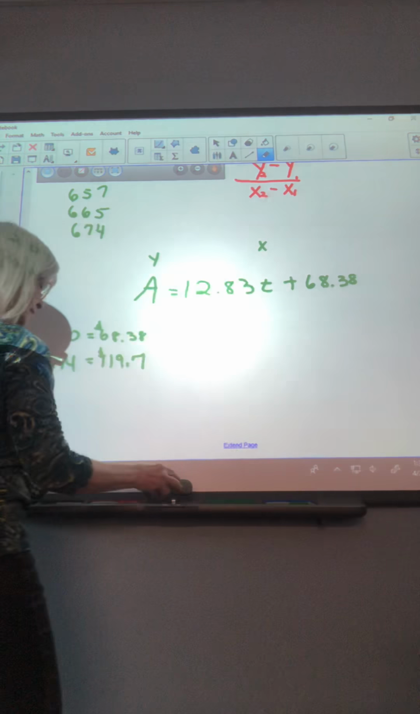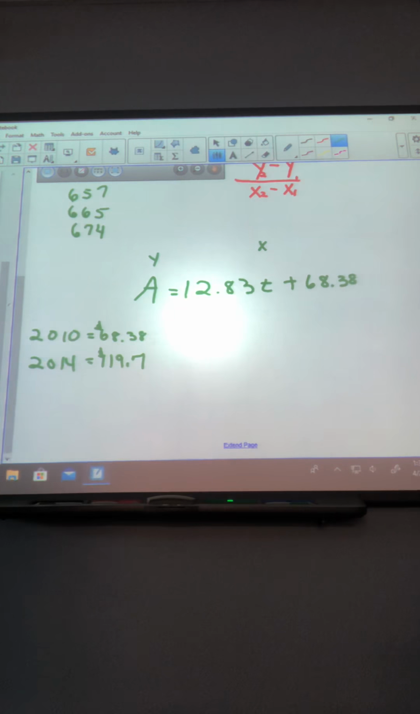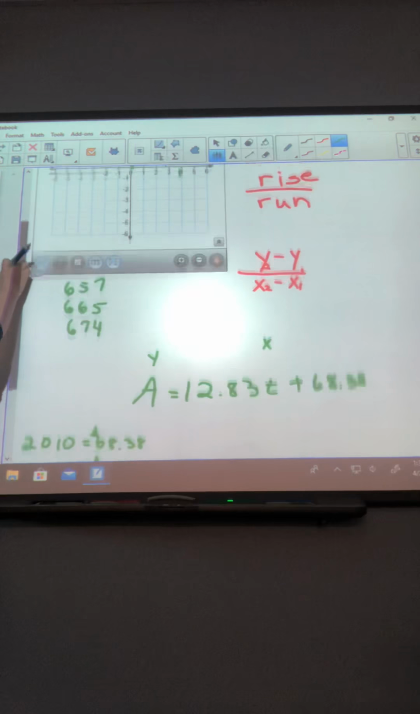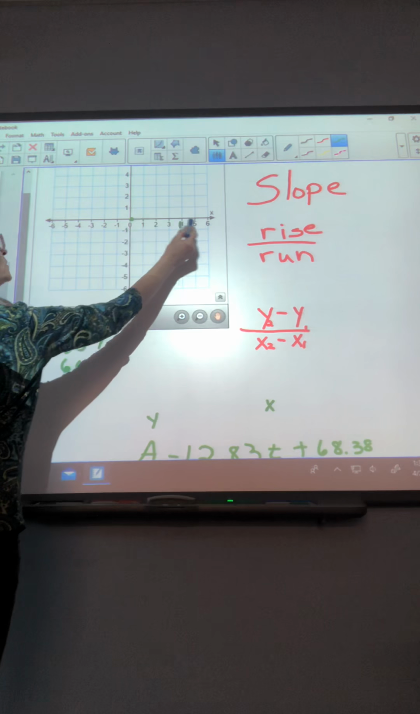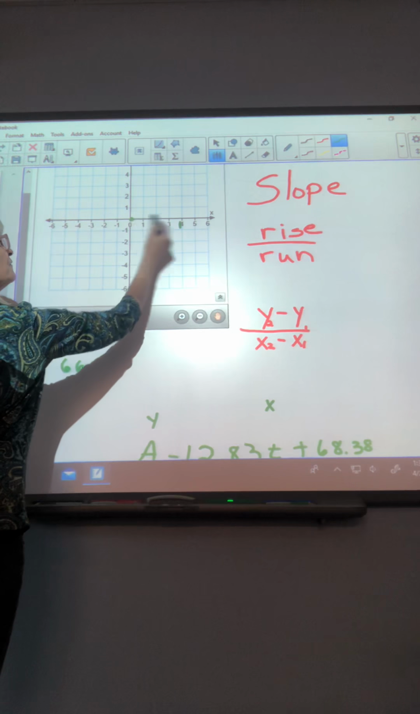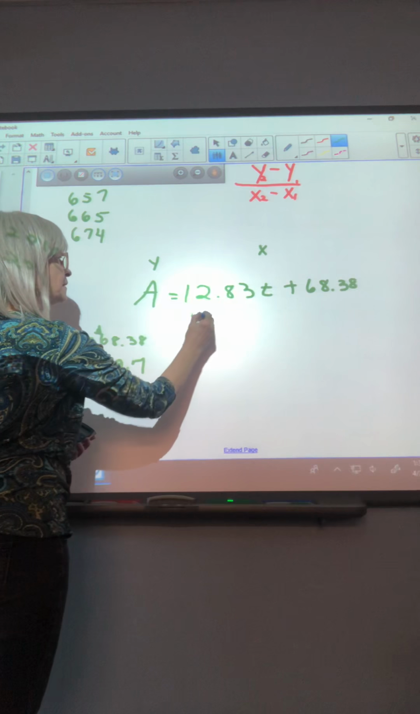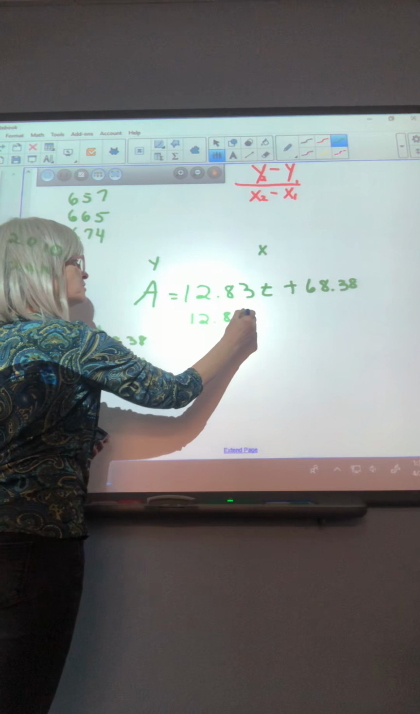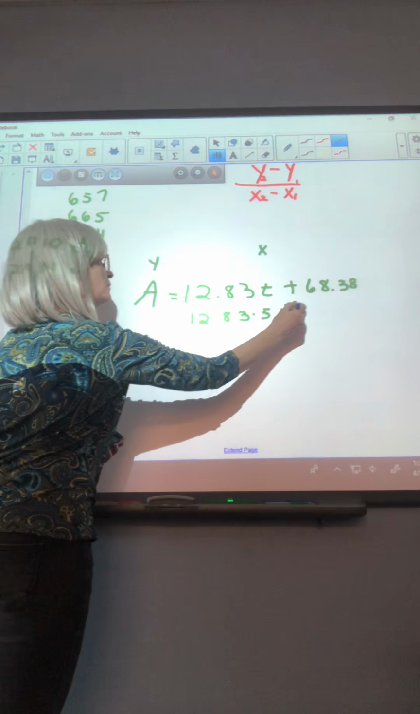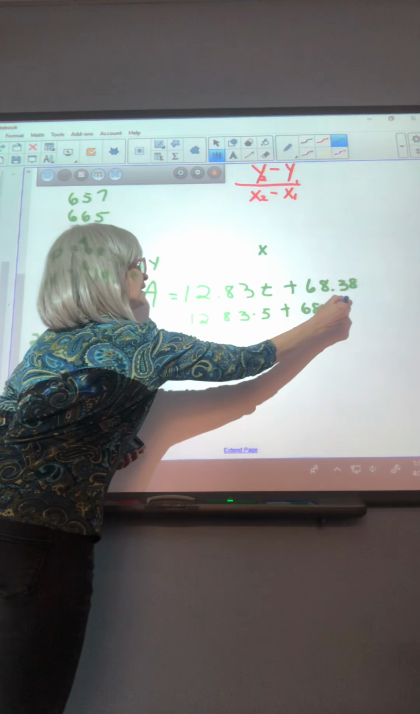All right, so the next one they asked us to find was for the year 2015. So again, if you look at your graph, from 0 to 2015 would be 5 years. So we're going to multiply the slope times the time, which is 5, and then we'll add the 68.38.